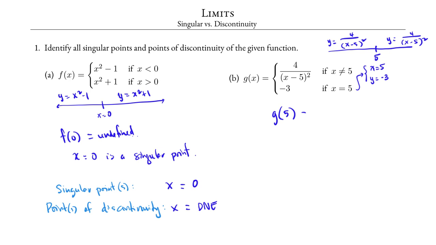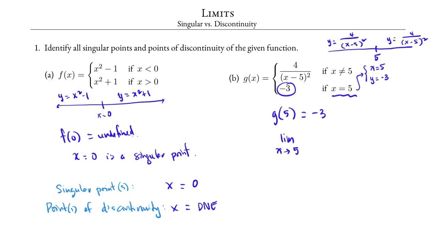g of 5, by the definition, it is -3. The function is -3 only at x equals 5. Since the function is defined everywhere on this number line, there is no singular point. We still need to check for the point of discontinuity because there are two pieces in this non-closed form function. And so this is not a done deal yet. We still need to determine the limit as x goes to 5.